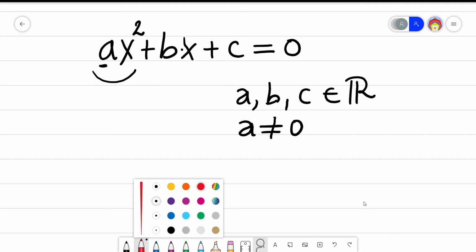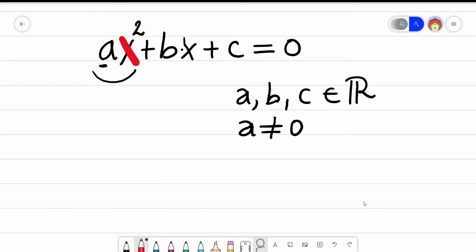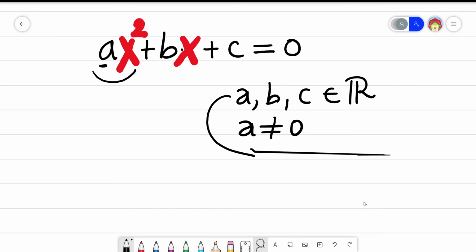So, the x is the variable, and we call it quadratic equation because the biggest power of the variable is just 2. Those are the variables, and a, b, and c, we call them coefficients. This is a horrible name, but you just need to learn it. Coefficient.